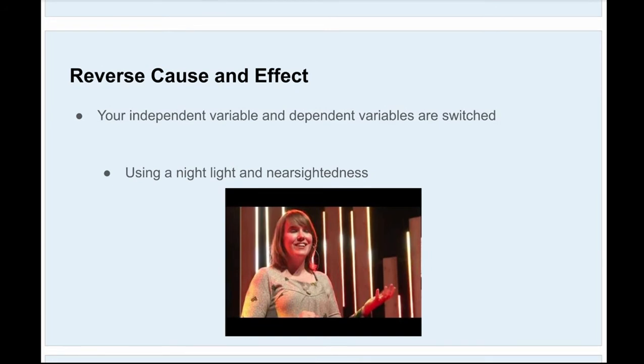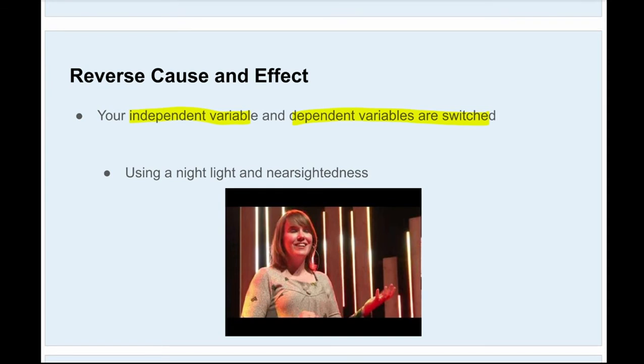Reverse cause and effect. This is where your independent and dependent variables are switched. So it's not actually your independent variable that's causing the dependent to happen or affecting the dependent. It's the other way around.